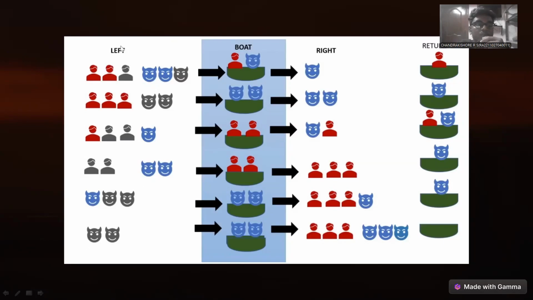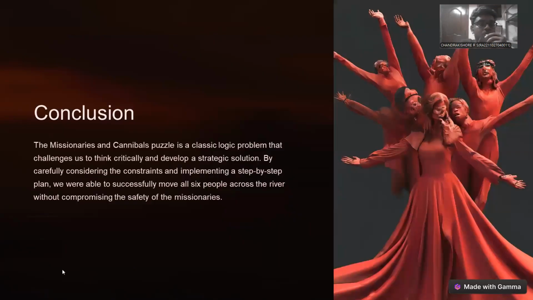So yeah, we can go on to the conclusion. The missionaries and cannibals puzzle is a classic logic problem that challenges us to think critically and develop a strategic solution by carefully considering the constraints and implementing a step by step plan. We were able to successfully move all six people across the river without compromising the safety of the missionaries.